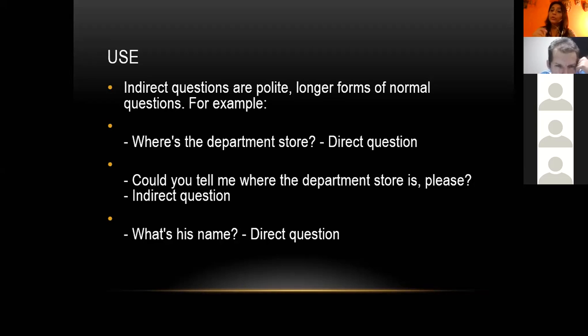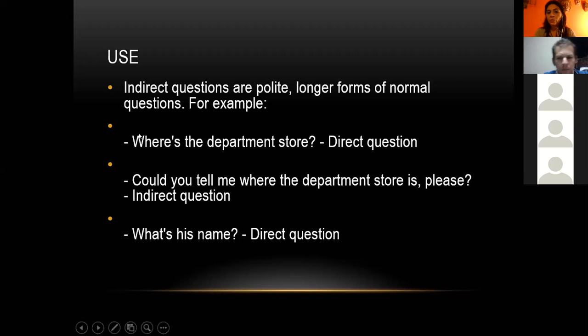Today we're studying yes/no questions and WH direct questions. This one is an example of WH question words. Look at my direct question: where is the department store? In this one, you have to add the first part of my question, which is could you tell me. That always goes together. Could you tell me, or can you tell me, or do you know? Then comes the rest of the question.